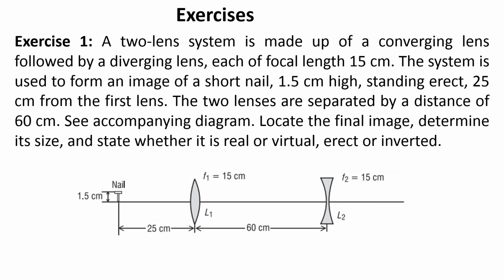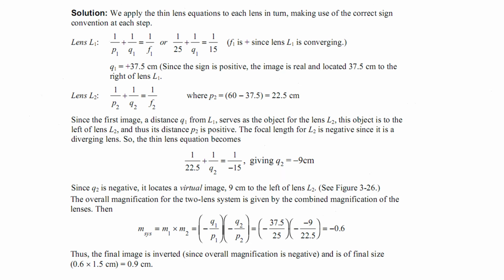It is negative and it is equal to -9 centimeter. Since Q2 is negative, this means that the final image, formed by lens number 2, is a virtual image, which means that this image is located to the left of lens 2 at 9 centimeters.